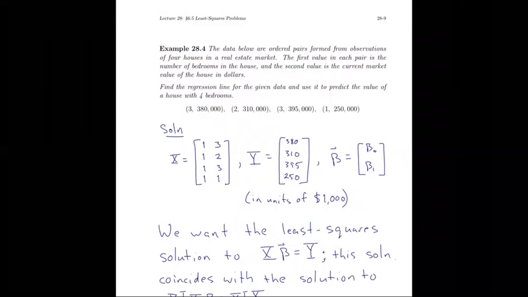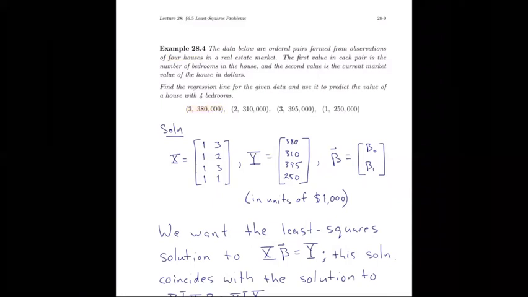The first value in each pair is the number of bedrooms in the house, and the second value is the current market value of the house in dollars. So we have (3, 380,000). This is a 3-bedroom house that has a current market value of $380,000.